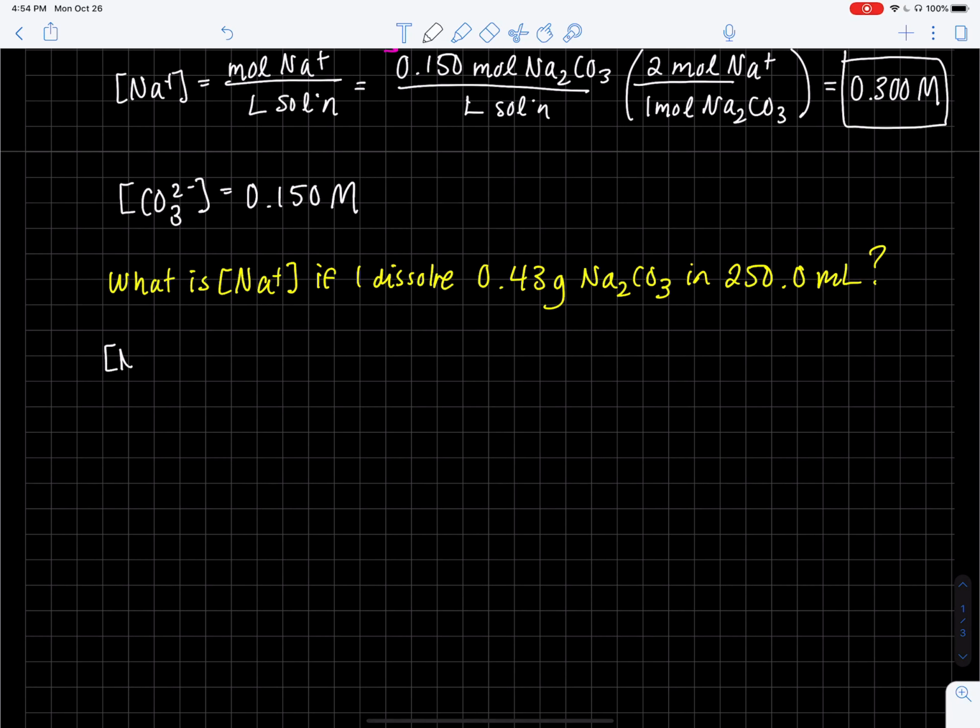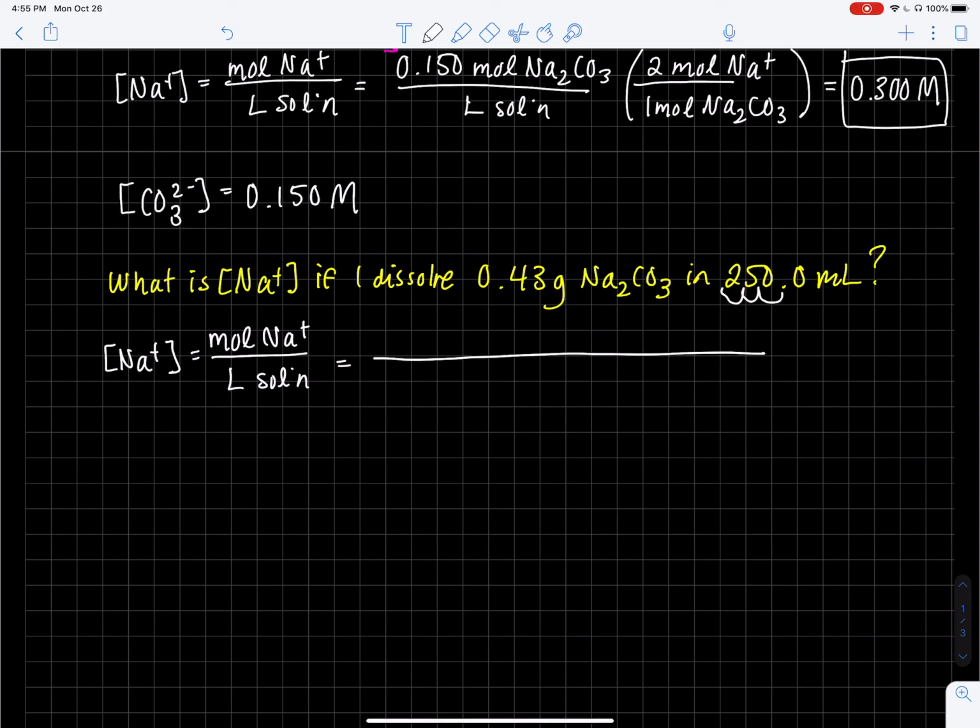Okay, so I want to calculate the concentration of sodium, so I start out by reminding myself I want to end up with moles of sodium plus divided by liters of solution. And so I'm sort of prepared for a slightly longer calculation up top. The liters of solution is 250 milliliters, so 0.2500 liters solution on the bottom. That part's done. I just need to calculate the moles of sodium plus. So the top is its own dimensional analysis problem with a starting point of 0.43 grams sodium carbonate.